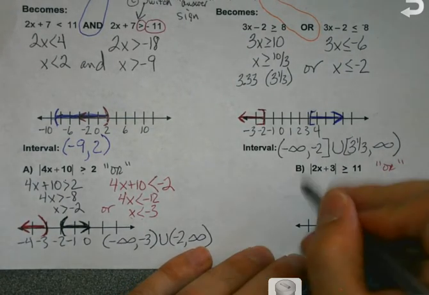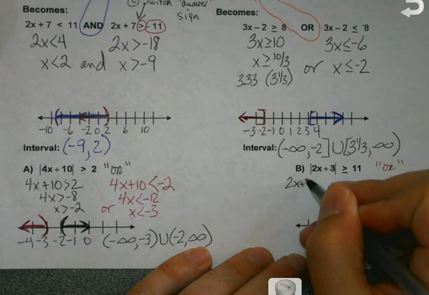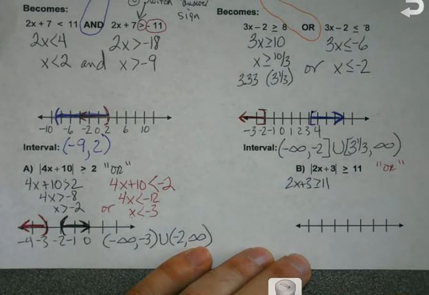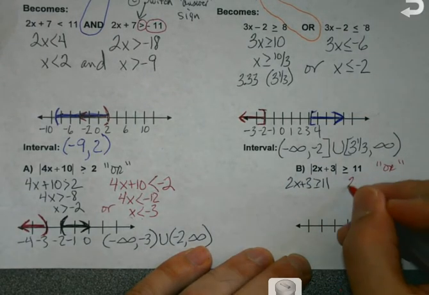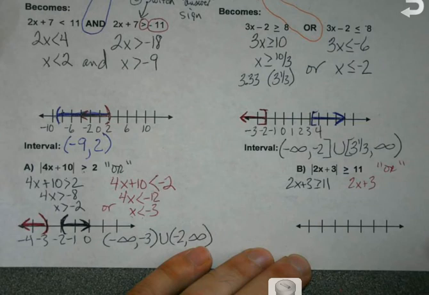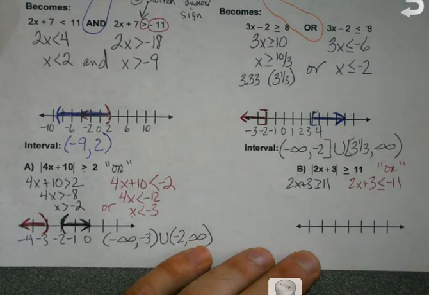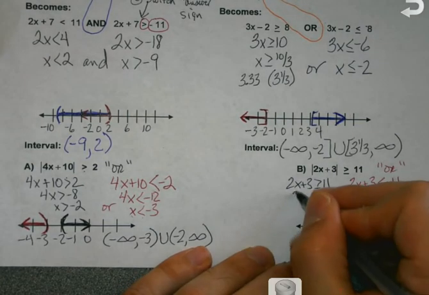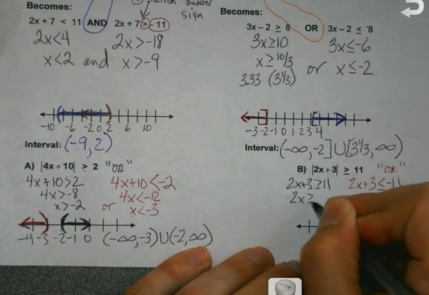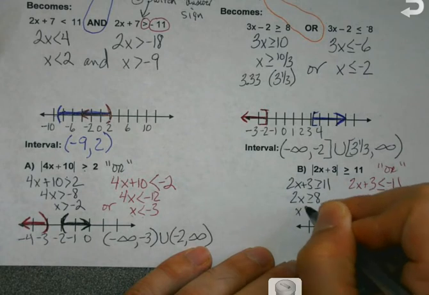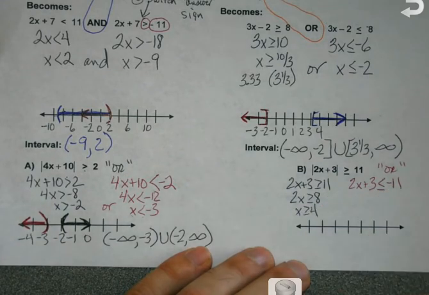So let's see here. 2x plus 3 is greater than or equal to 11. Keep what's in the bars the same, but switcheroo the arrow, switcheroo the sign. And then we're just going to take a minute here.